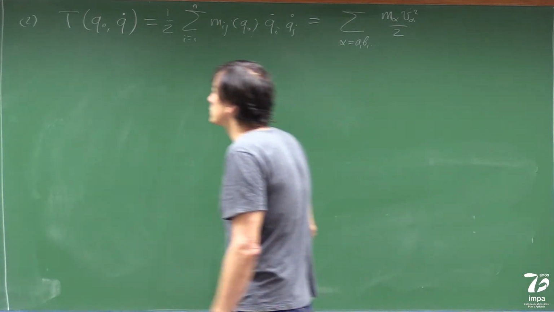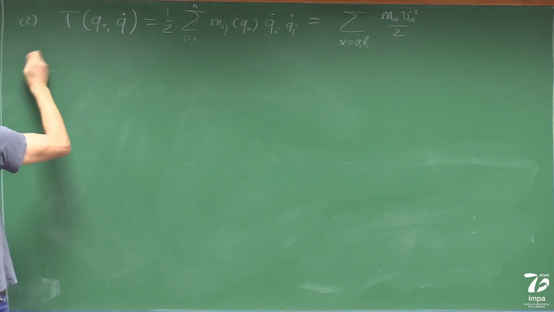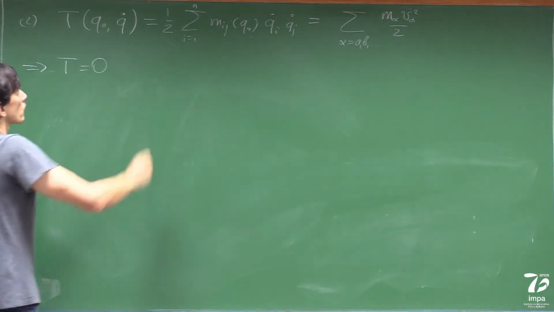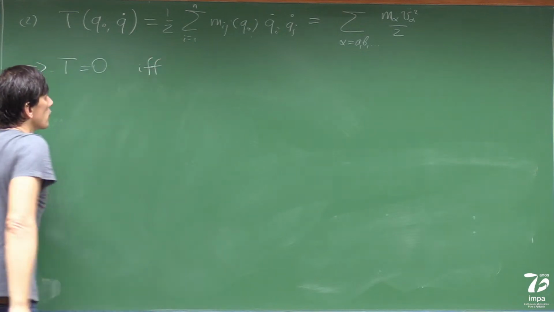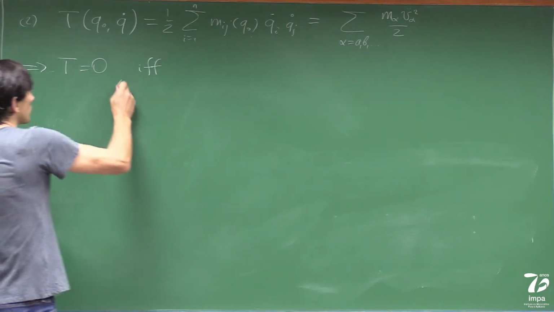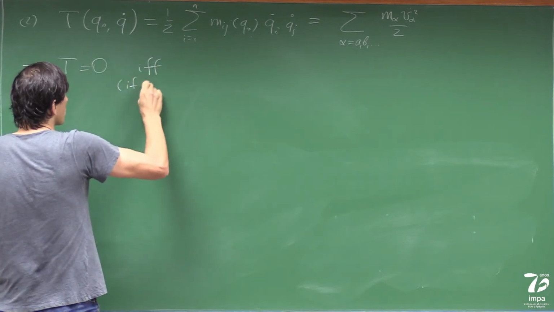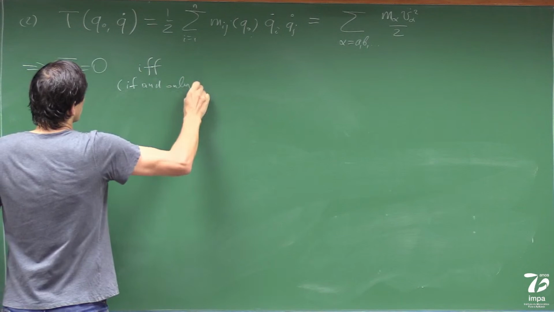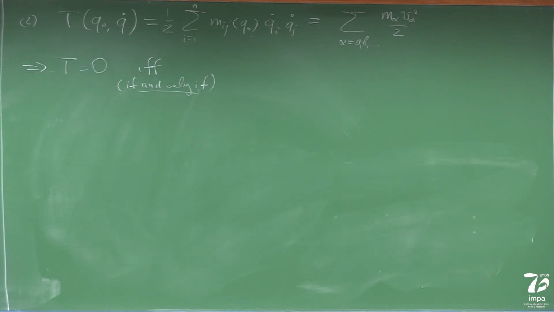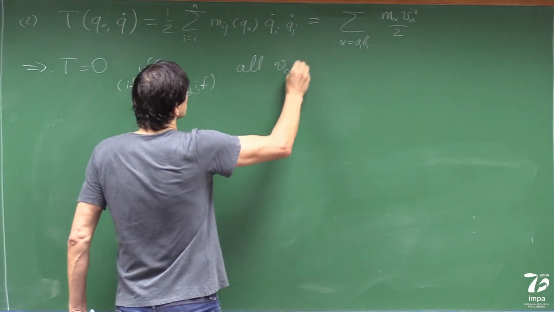So now what we can see is that from this expression it follows that T is 0 if and only if all velocities are 0. I will sometimes be using this mathematical abbreviation, it's called "if and only if". You see that we just remove the middle, it becomes abbreviated.